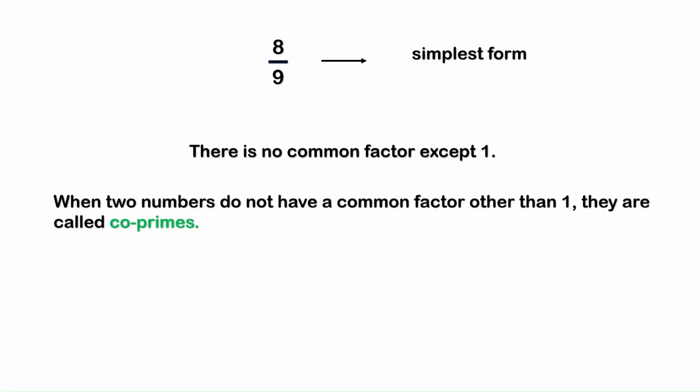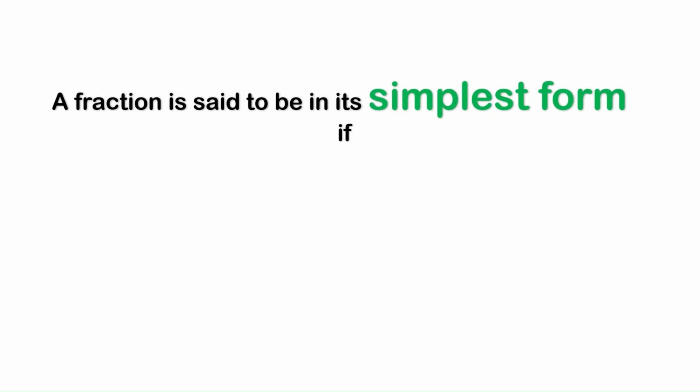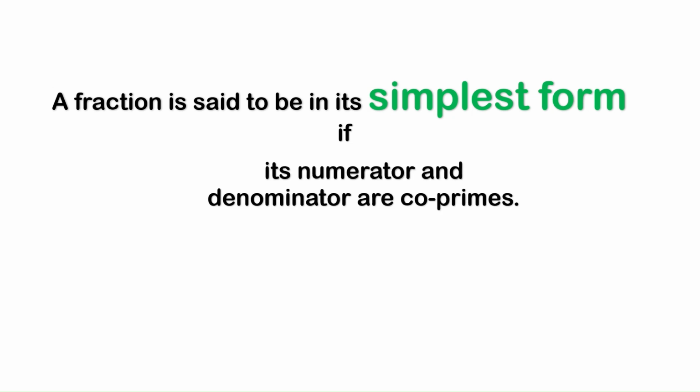Look at this fraction 8 upon 9. We see that there is no common factor except 1. It indicates that the fraction is in its simplest form. When two numbers do not have a common factor other than 1, they are called co-primes. So we can define simplest form in two different ways. A fraction is said to be in its simplest form if there is no common factor of its numerator and denominator except 1, or a fraction is said to be in its simplest form if its numerator and denominator are co-primes.